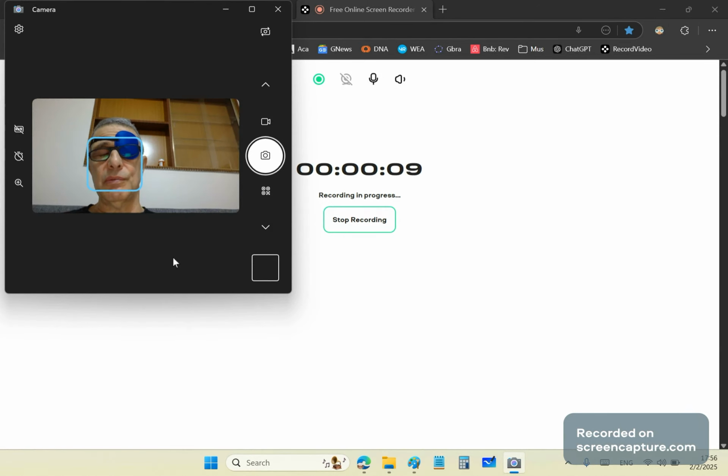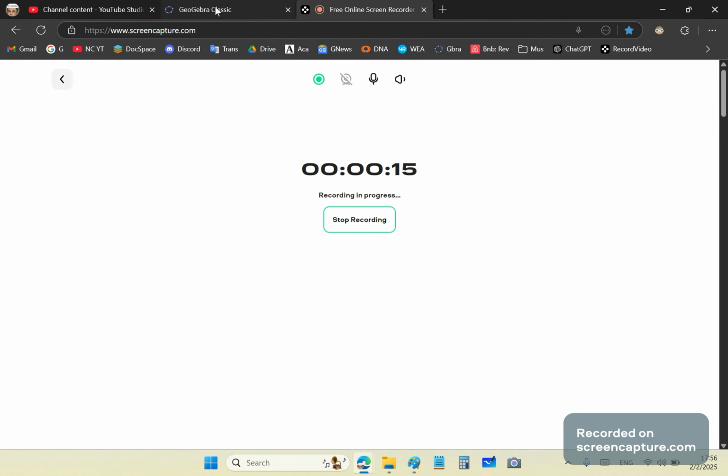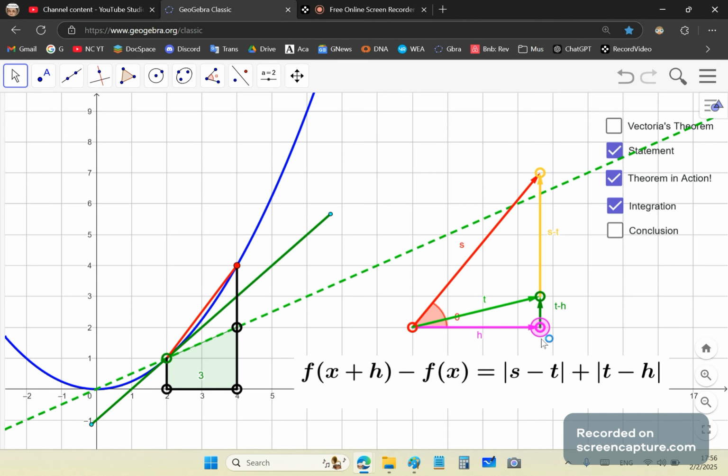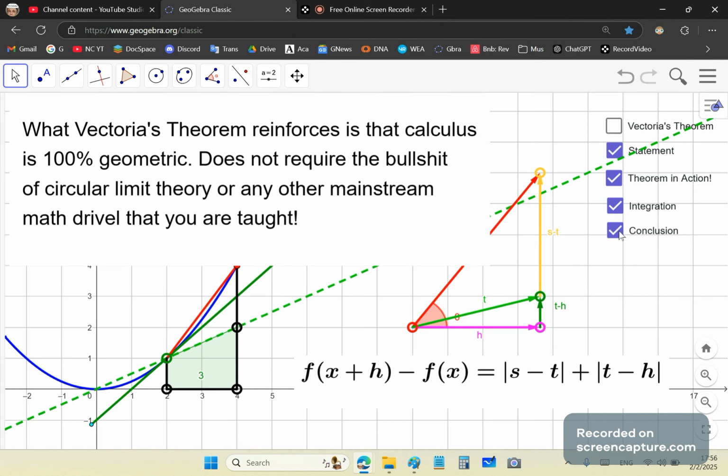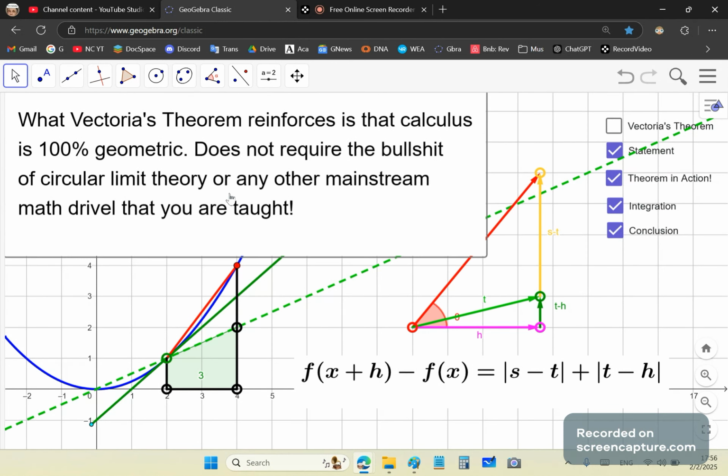I want to just go over that conclusion because I didn't spend enough time on it. Let me just do that quickly. So I showed you in Vectoria's theorem, which is really just my historic geometric theorem with vectors. I showed you in the conclusion that this proves that you don't need limit theory or any other drivel that you learned from your mainstream professors.